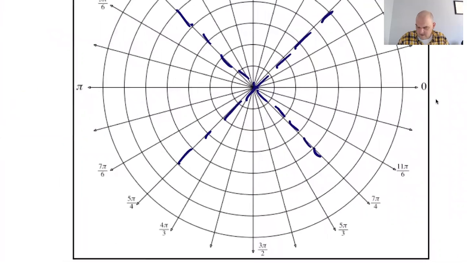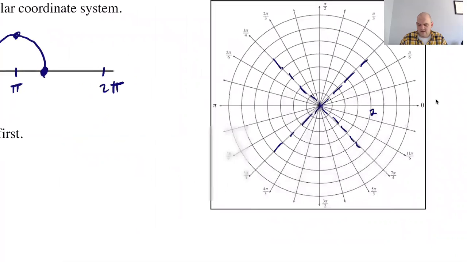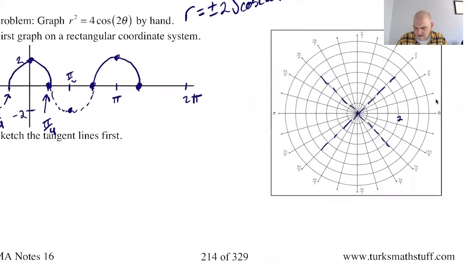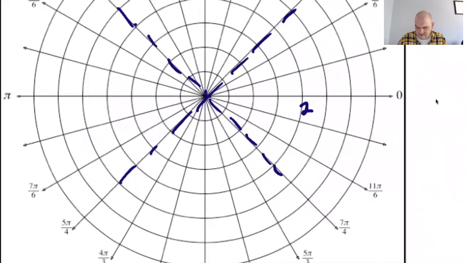But I'm going to think of it a little differently. I'm just going to put a tick mark here that says that's 2. What I'm actually thinking is when theta equals negative pi over 4, I'm at 0. Then by the time I get to 0, I'll be out at 2. And then when I get to pi over 4, I'll be back at 0. So what that's going to look like graphically is this.